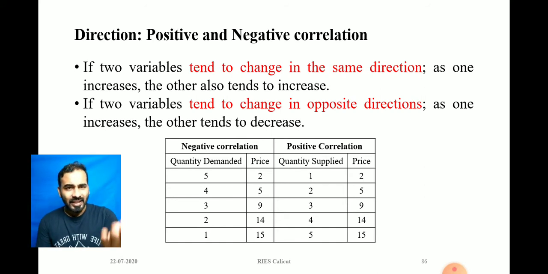As you can see in the examples in the table, quantity demanded for a commodity and its price, as you know, are negatively related. Then quantity supplied and price are positively related.